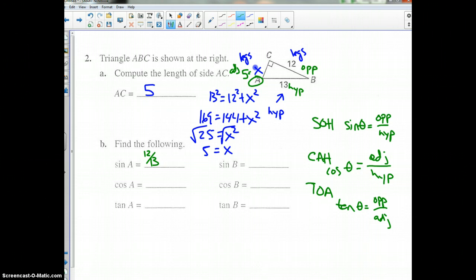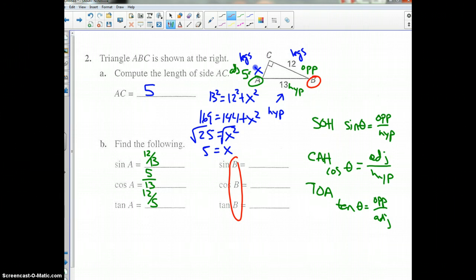The cosine of A. Cosine is adjacent over hypotenuse. The adjacent side is 5. The hypotenuse is 13. Tangent, opposite over adjacent. So, opposite side is 12. The adjacent side is 5. There's your tangent. Now, when we do the second part here, we're going to move to angle B. Notice these are all B's. There's B. So, in that case, we are looking at the sides possibly changing.